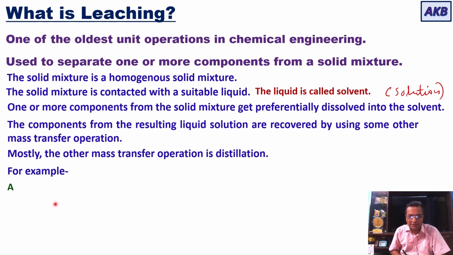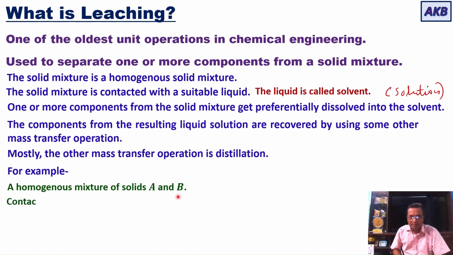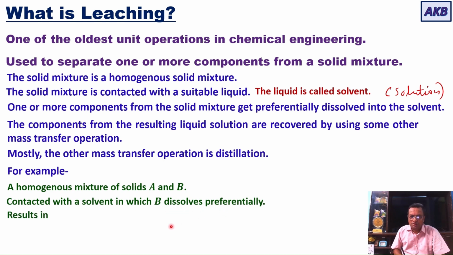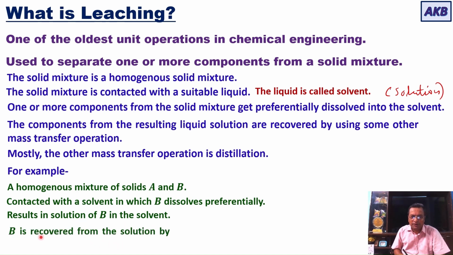Now let us understand this. For example, let us consider a homogeneous mixture of two solids A and B. Now, if this homogeneous solid mixture is contacted with a solvent in which B dissolves preferentially, what is going to happen during the contact? It will result in a solution of B in the solvent, and then you can recover B from the solution by using some other mass transfer operation, which in most cases is distillation.